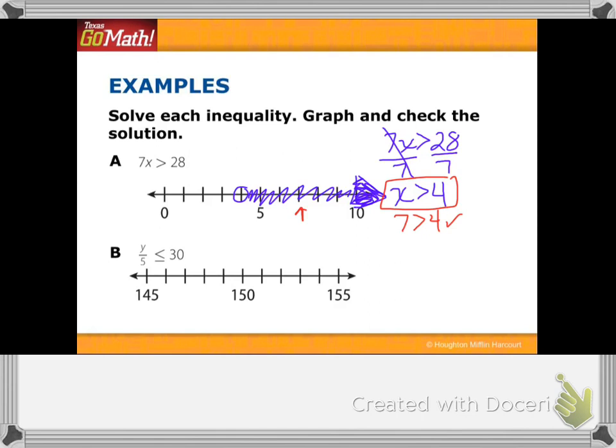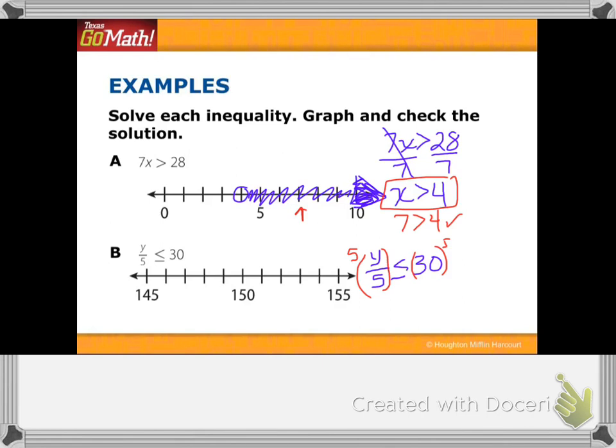Now let's look at this second one. We've got y over 5 is less than or equal to 30. So from here, I'm going to do the same thing. y is being divided by 5. The opposite of dividing by 5 would be multiplying by 5. So I'm going to multiply both sides of my inequality by 5.